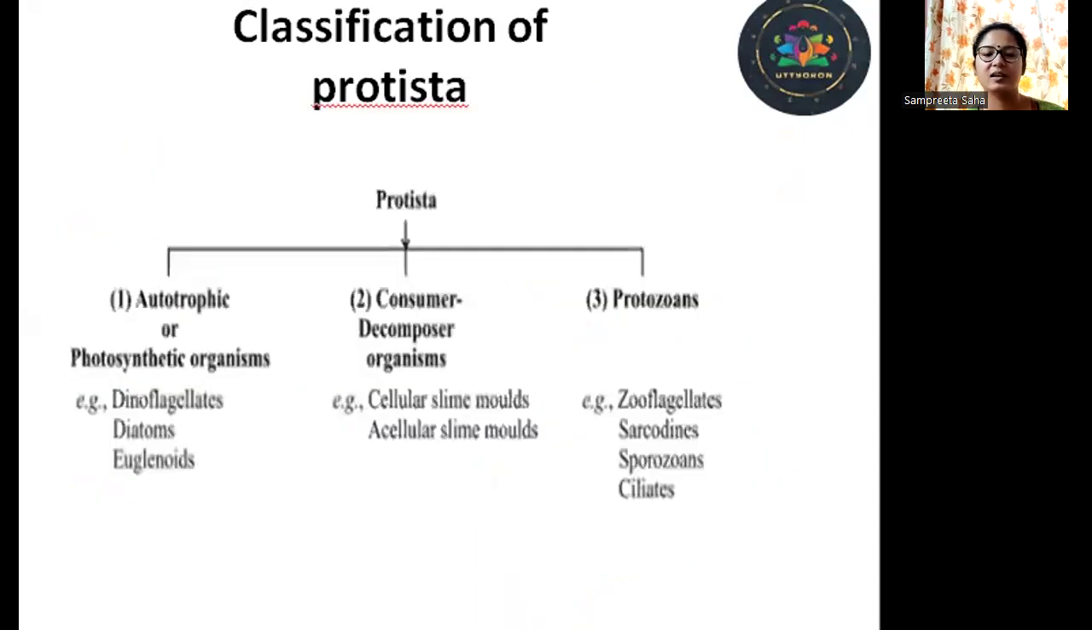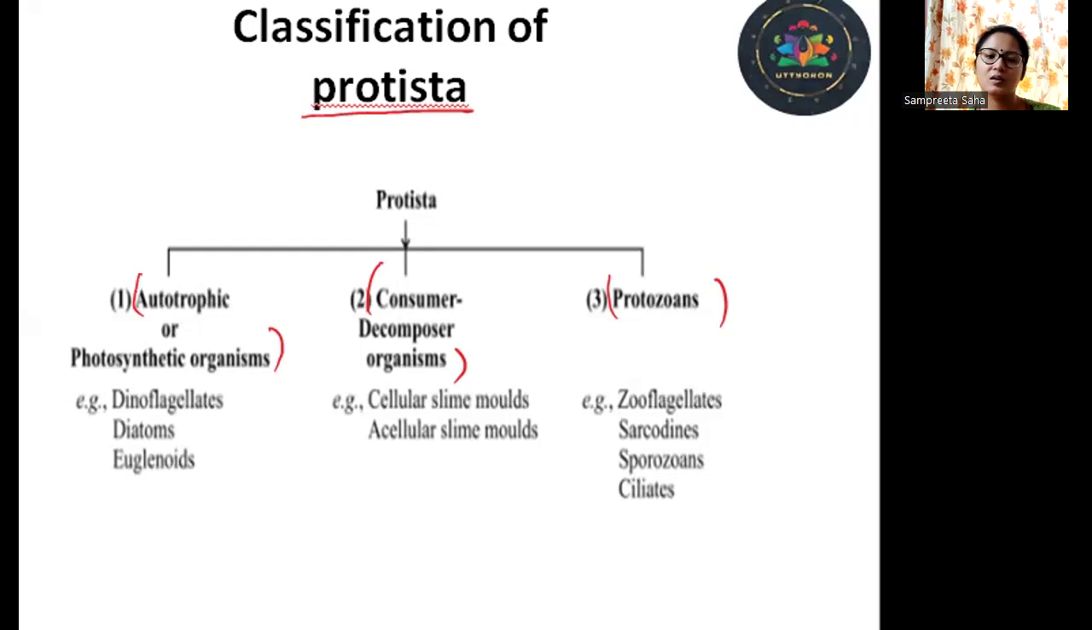Next, we have a classification of Protista. Now, individual classification of the groups, individual description of the groups, I'll be giving it in a separate video. But over here, let us just give a brief introduction about the classification of Protista. So, the kingdom Protista can be classified into three groups: autotrophic or photosynthetic organisms, consumer decomposer organisms, and the protozoans. So as you can see from the name itself, autotrophic means the ones which can make their own food.